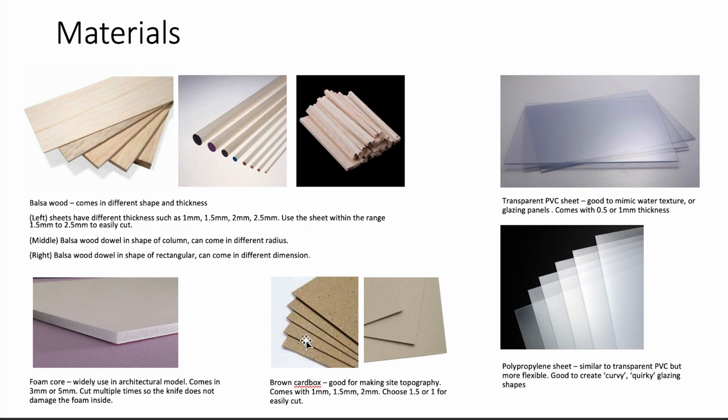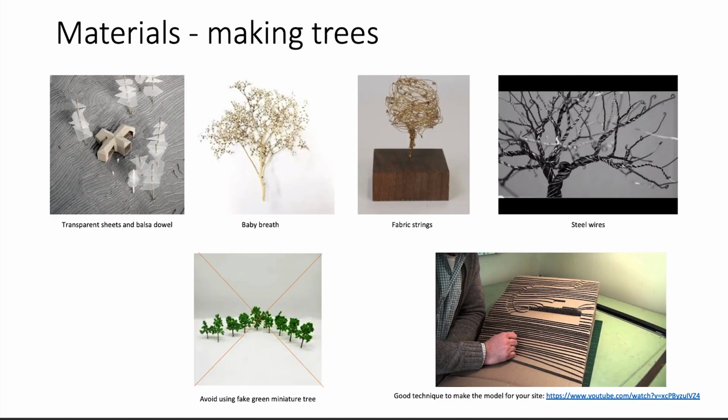Of course, you also have to make the surrounding landscape. One thing that I would like you to avoid is using fake green miniature trees that you can find from stores, because it distracts from the integrity and the cohesiveness of your architectural model. It's really about simplicity and not about the expressiveness and the accuracy of how you mimic exactly the grass and trees in there.